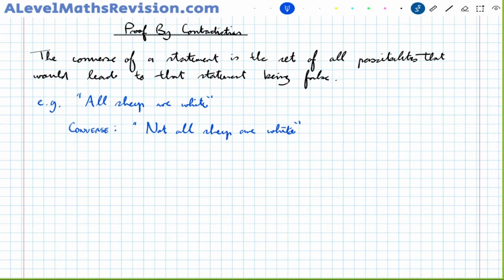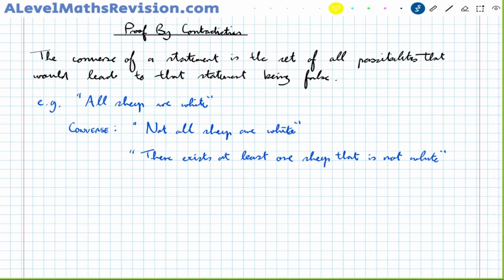Or an equivalent statement, and more helpful, and this is the best way to write it: there exists at least one sheep that is not white. So that there is the equivalent of the statement above, but this here is the most helpful way that we can write it in terms of proof by contradiction. So not all sheep are white is the equivalent of saying there exists at least one sheep that is not white.